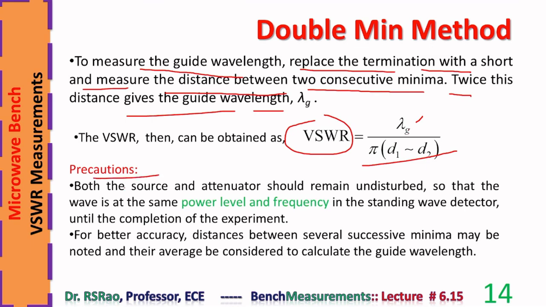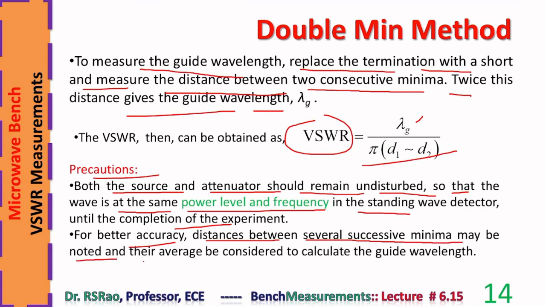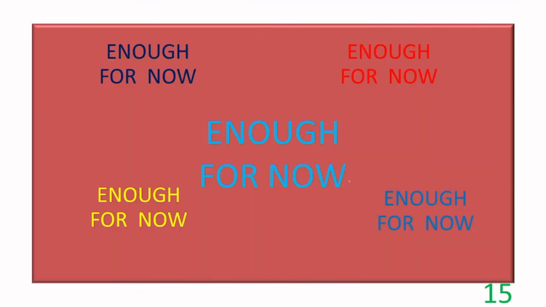Precautions: both the source and attenuator should remain undisturbed so that the wave is at the same power level and frequency in the standing wave detector until the experiment is completed. For better accuracy, distances between several successive minima may be noted and their average be considered to calculate guide wavelength. These are some of the points I want to share with you for now.